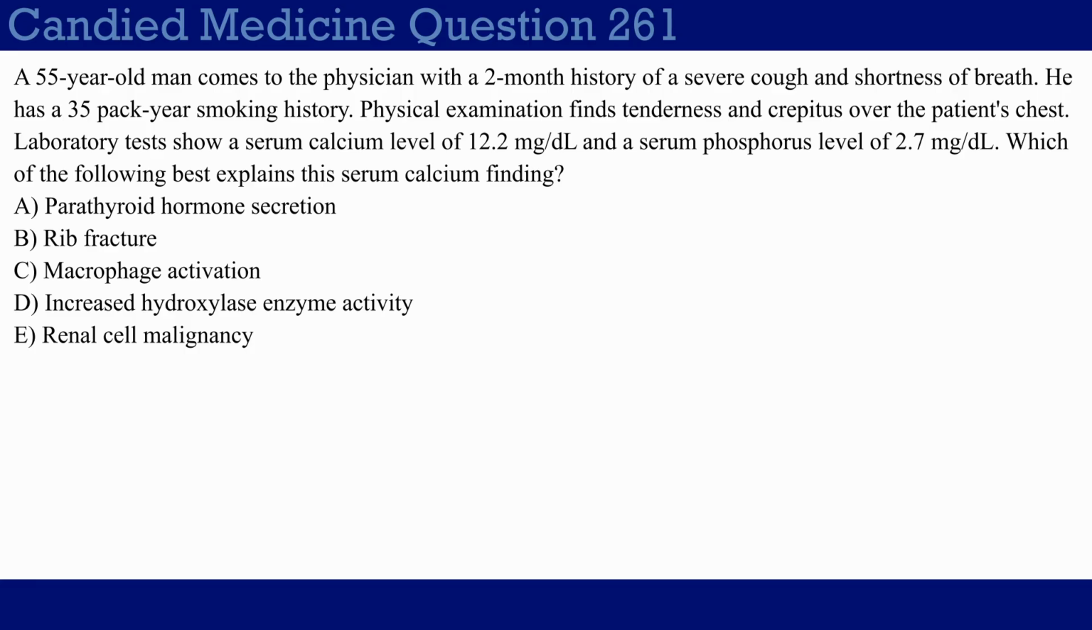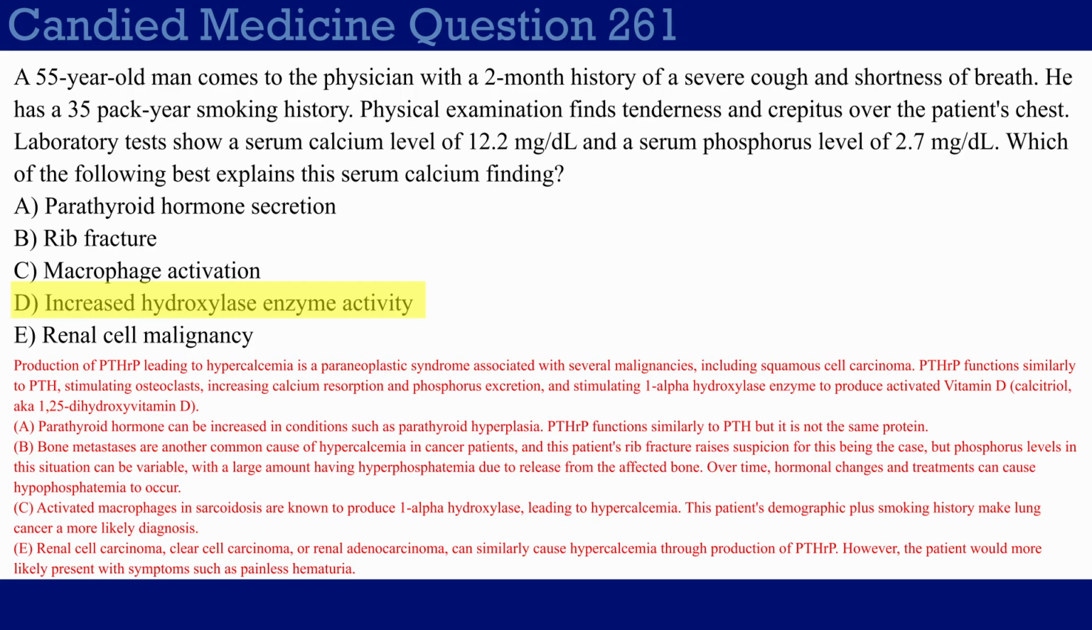So you have a patient here with respiratory symptoms, long smoking history, and this hypercalcemia. That's usually a bunch of red flags for you to thinking squamous cell carcinoma, which releases PTH-RP into the bloodstream, which will have the same effect as PTH. It will stimulate osteoclasts for bone resorption. You'll get calcium from there. It'll increase renal reabsorption of calcium while also increasing phosphorus excretion. And it will stimulate 1-alpha hydroxylase enzyme to produce activated vitamin D, or calcitriol. So that's why choice D, increased hydroxylase enzyme activity, is the correct answer.